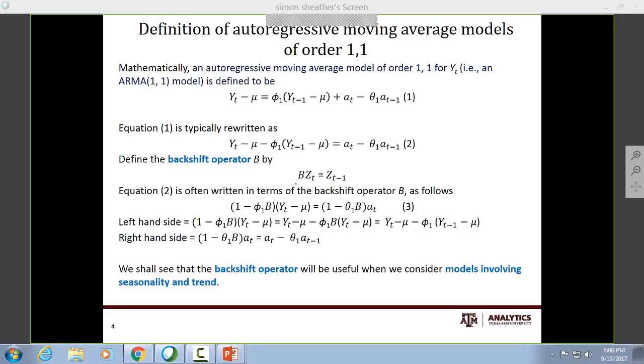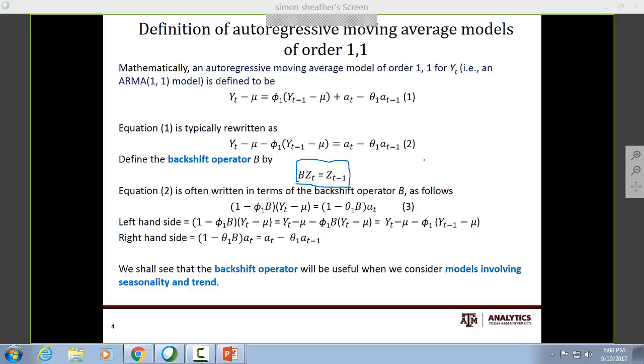The backshift operator B is defined by: if you do backshift on Z of T, you get Z of T minus 1. If you do the backshift operator on Y of T, you get Y of T minus 1. So backshift says move the process back 1 point in time. Any question about the definition of a backshift operator?